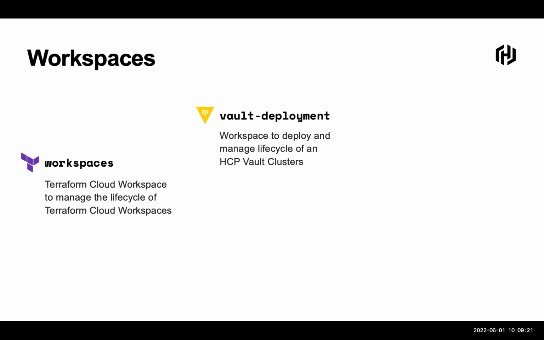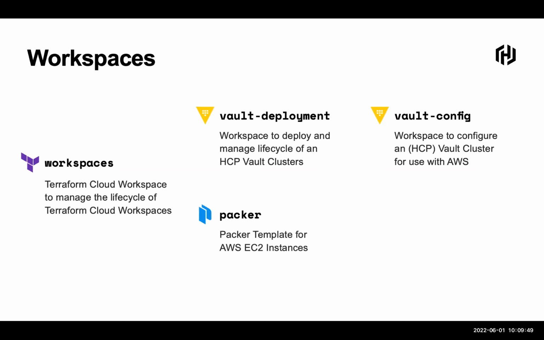And then once we've deployed that workspace, we'll deploy another one, Vault config. And you might be wondering, why are those separate? We'll get into that in a second. If you're not wondering about this, probably you are at this point. So we'll configure a Vault cluster. In our case, it's HCP, but the code that I'll share with you, you can use for any Vault cluster. And we'll configure it for use with AWS.